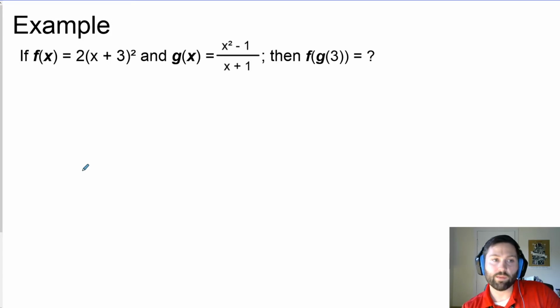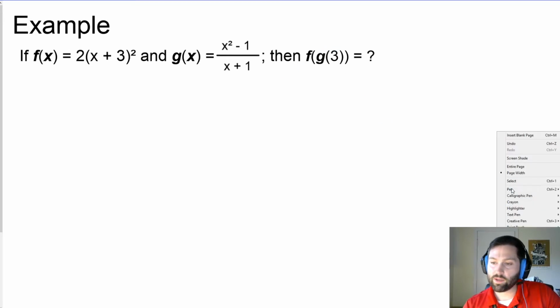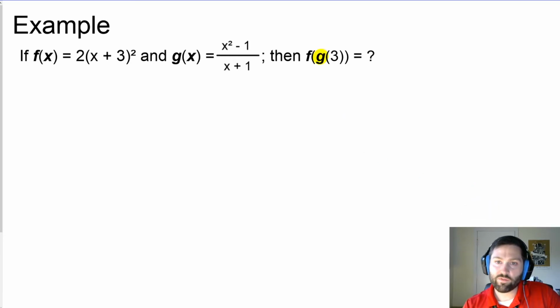So, for example, if I have f of x equal to 2 times (x plus 3) squared, and I have g of x equal to (x squared minus 1) divided by (x plus 1), then f of g of 3 equals what? So in this problem, I've been instructed to take the 3 and insert it into g. They're saying g of 3. So I have been instructed to use function g and substitute 3 in for all the x's. So I'm going to do that.